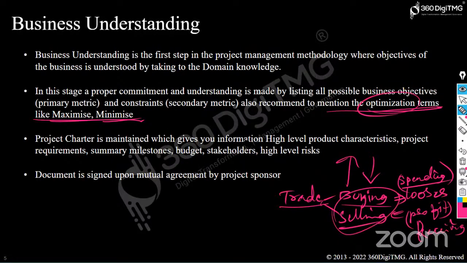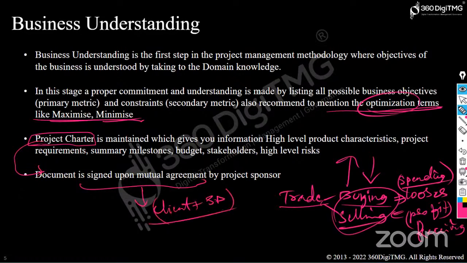And when you sit and discuss with a client, when the client gives you the problem statement to work on, you'll be maintaining a document. The document is referred to as the project charter. And when the document is signed upon mutual agreement, that always needs to be there. The project document you have created needs to be signed by both the client as well as the service provider.